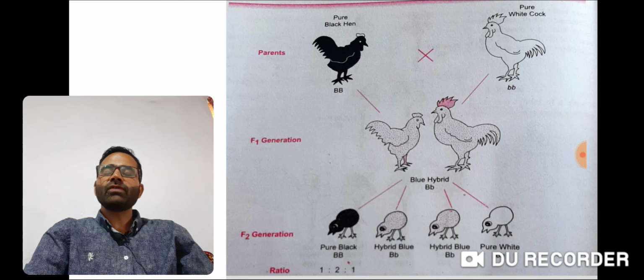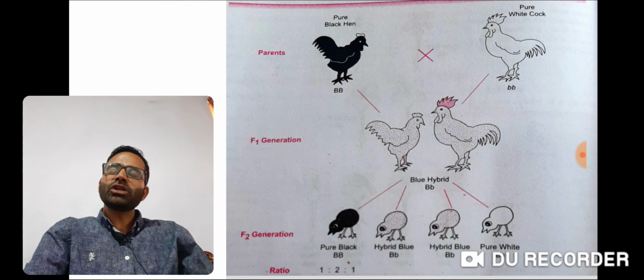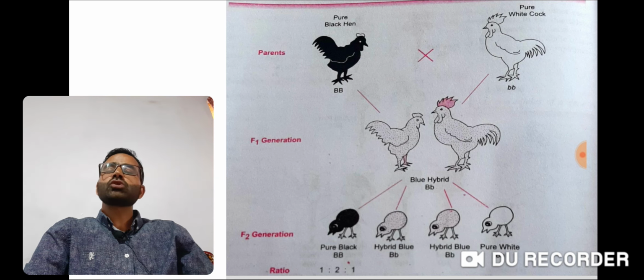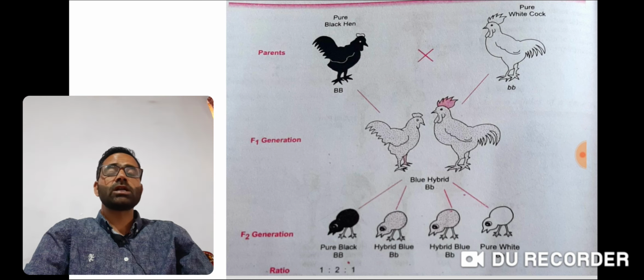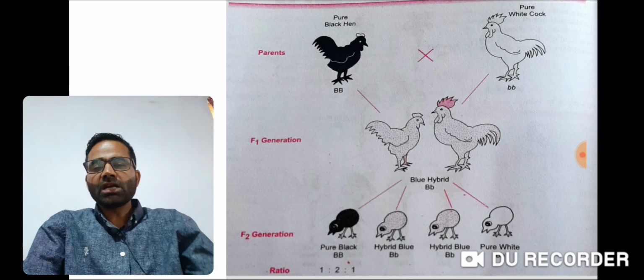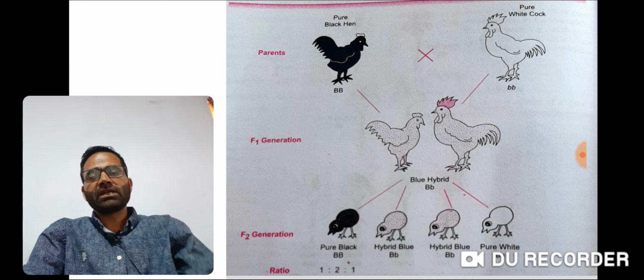So again here I will mention that the genotypic as well as the phenotypic ratio in case of incomplete dominance is the same. The genotypic ratio is 1:2:1 in the F2 generation, while the phenotypic ratio is also 1:2:1. So this was all about incomplete dominance.